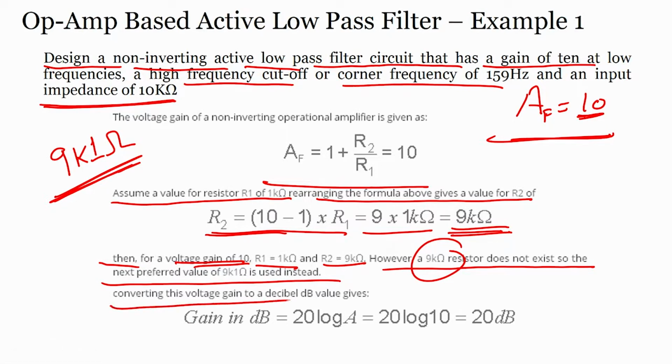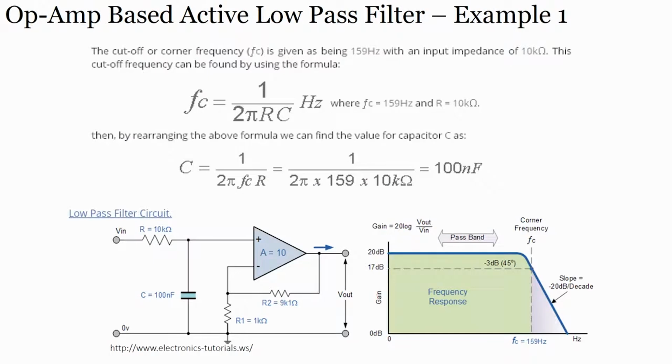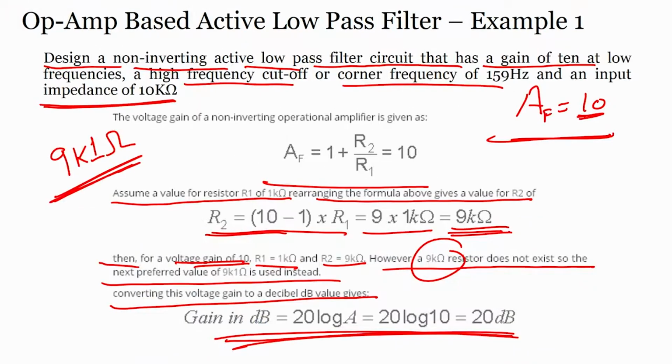Converting this voltage gain to decibel gives us a value of 20 dB. Gain in decibel we are getting is 20 dB. So, now we have the values of R1 and R2, we have the value of gain, and we can design the filter. Because this is just to find R1 and R2, we have found the values of R1 and R2. We have found the gain which is 10.